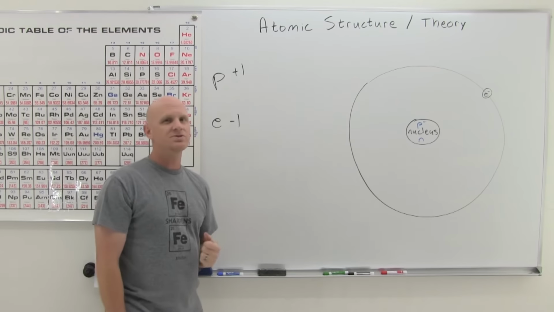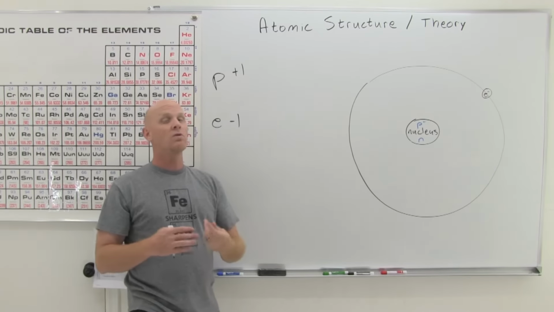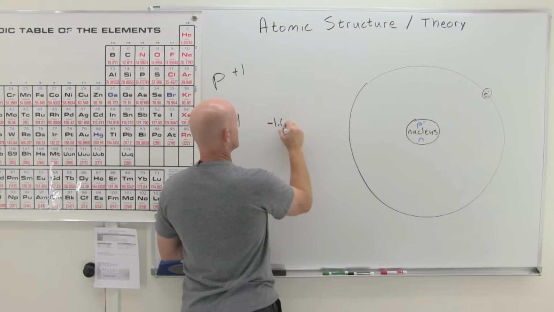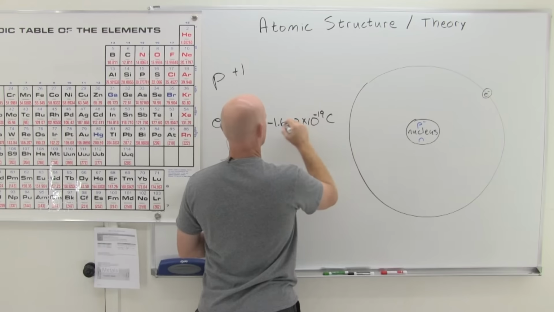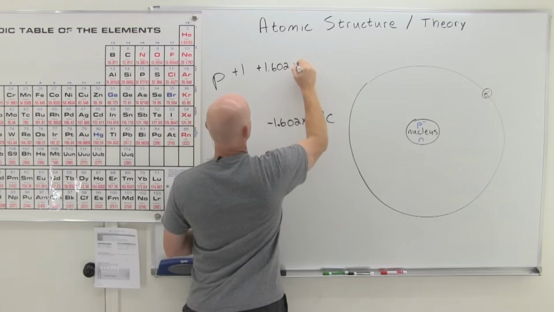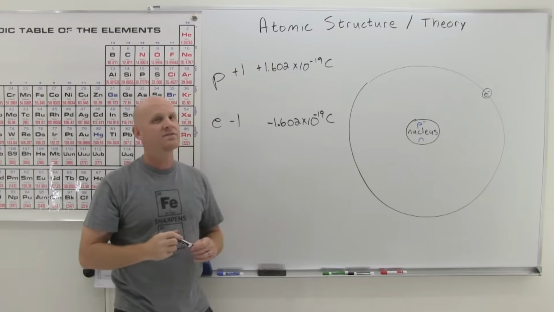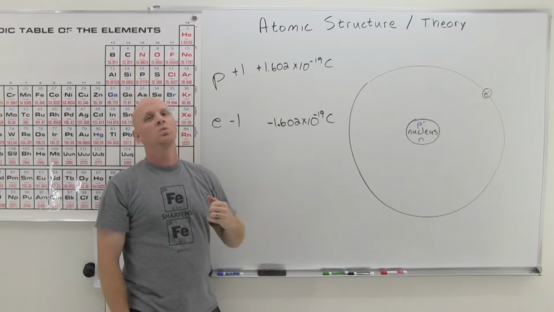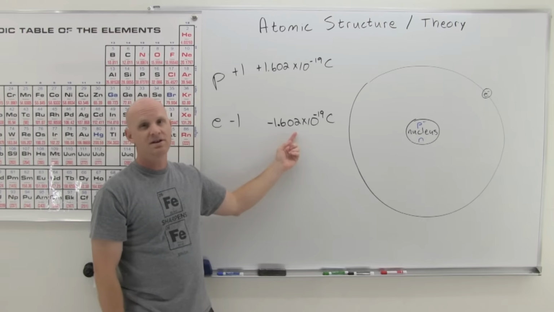But we don't actually measure charge in these simplistic +1 and -1 units. We actually use what's called the coulomb. It turns out this electron has a charge of -1.602 times 10 to the -19 coulombs, whereas the proton is positive 1.602 times 10 to the -19 coulombs. So when we say something has a +1 charge, what we really mean is that it has this value of charge in coulombs. When we say that something has a -1 charge, we mean that it has this value of charge in coulombs.